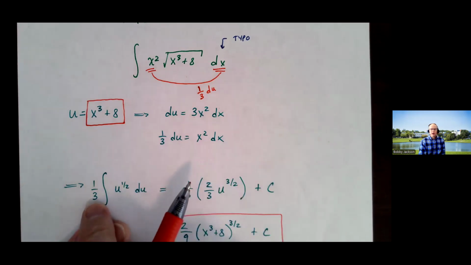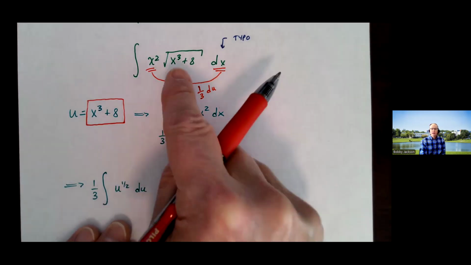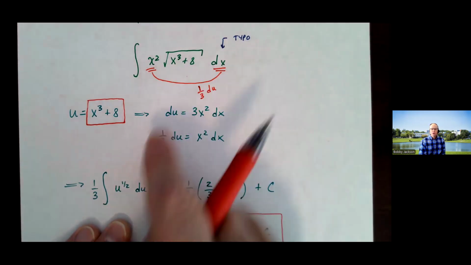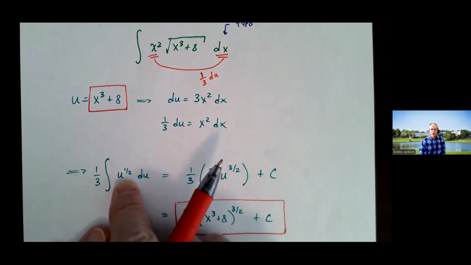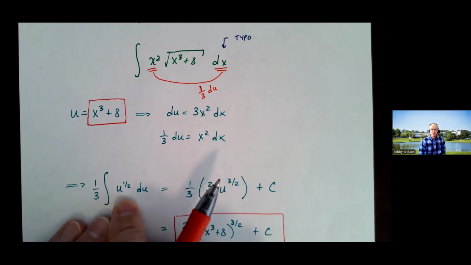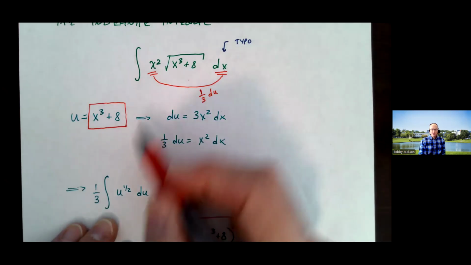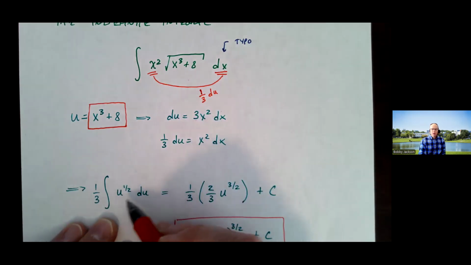I'll pull that 1/3 out as a constant multiple, and then x cubed plus 8 is u. The square root of u would be u to the 1/2 power. And now, when you do your substitution, this should be making the integral much simpler than what it was before. And this is certainly doable now.